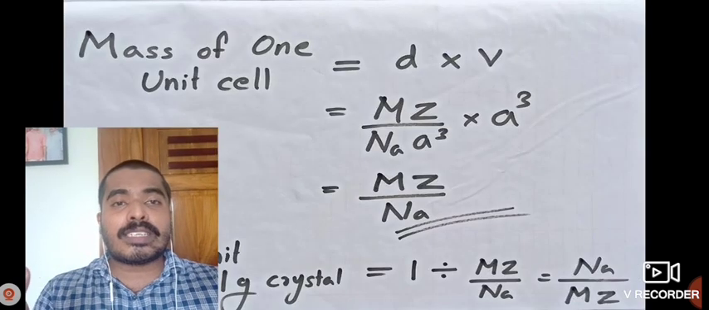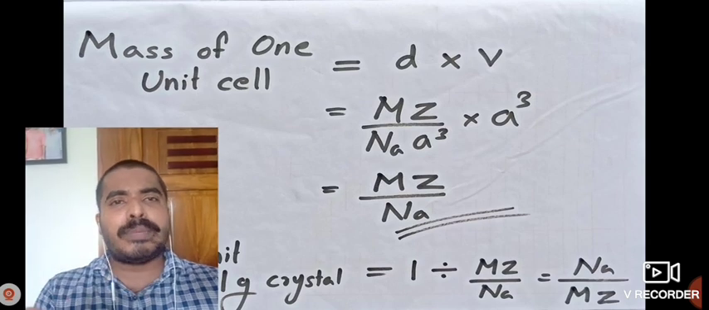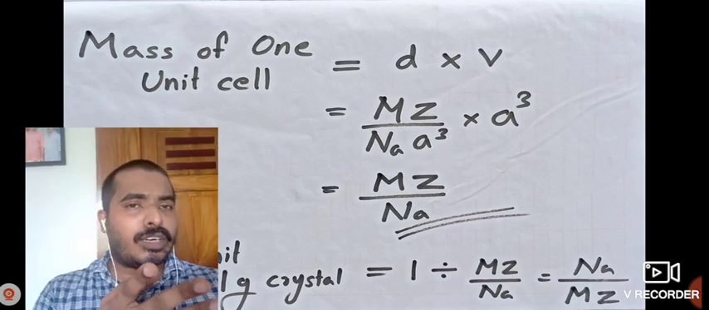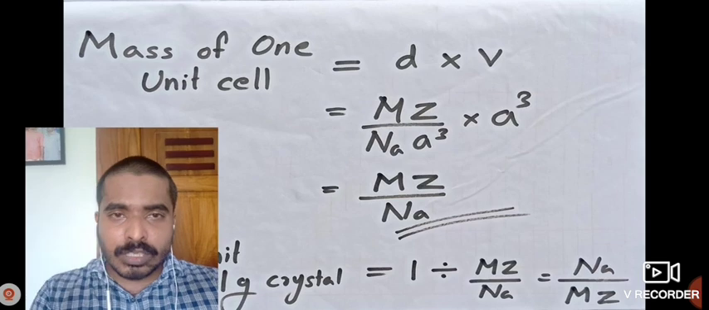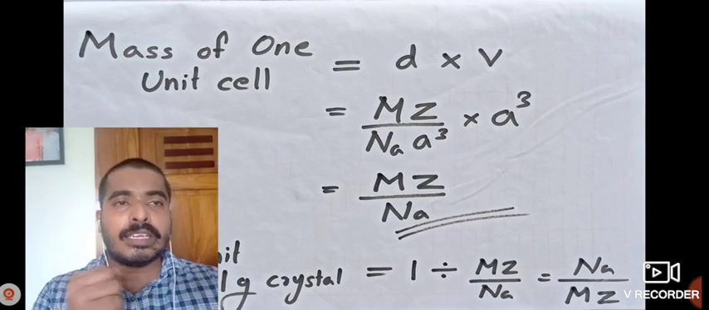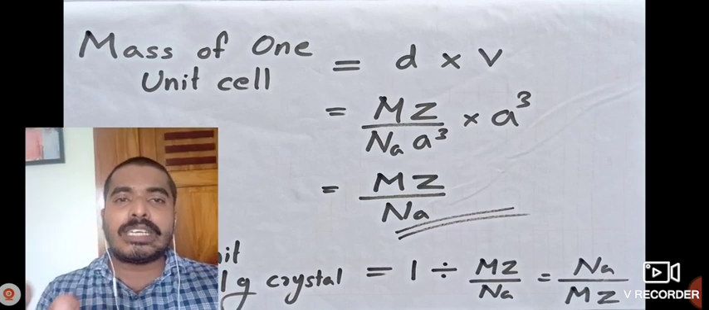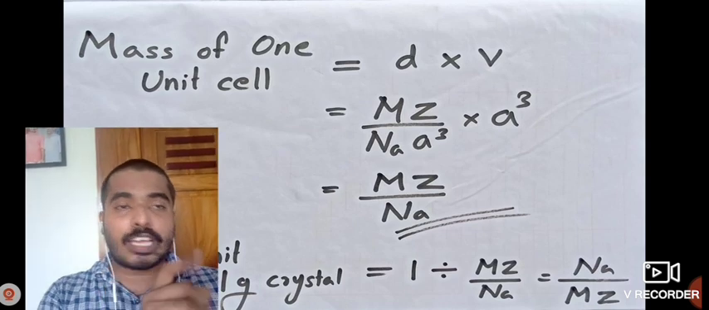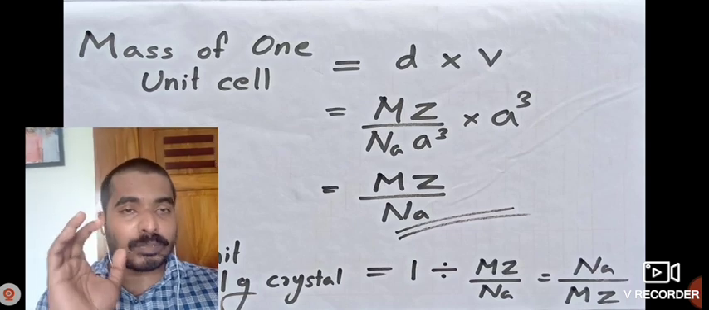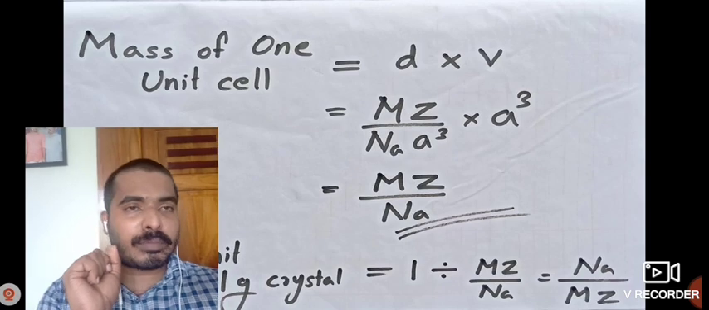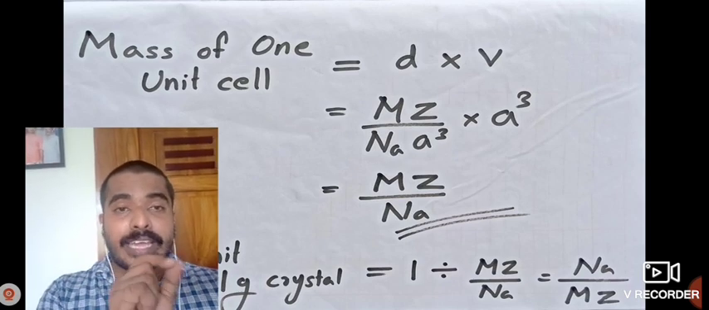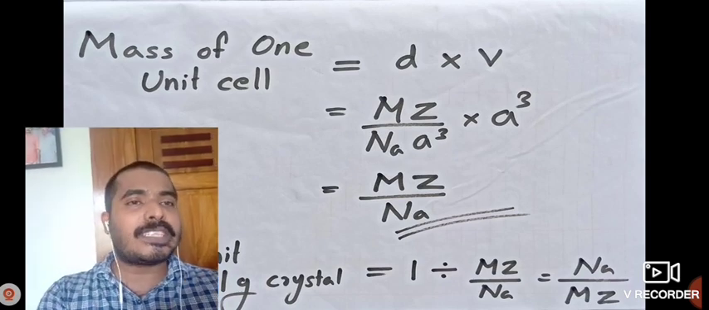Mass of one unit cell equal to density into volume. This is a very basic equation. So mass of one unit cell equal to density of one unit cell into volume of one unit cell. Density of unit cell or density of solid is given by the equation mZ by Na a cube. M is molecular mass or atomic mass, Z effective number of particle, Na Avogadro number, a edge length. Into volume. Volume means a cube.